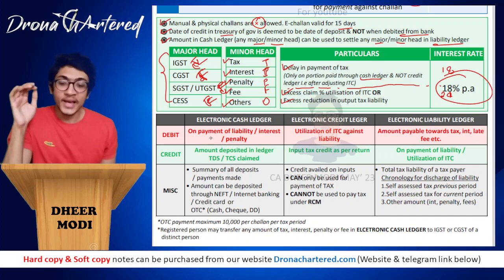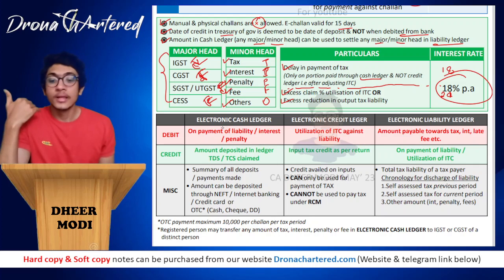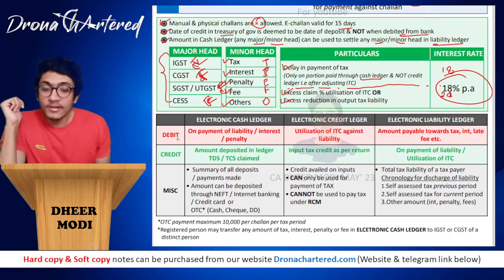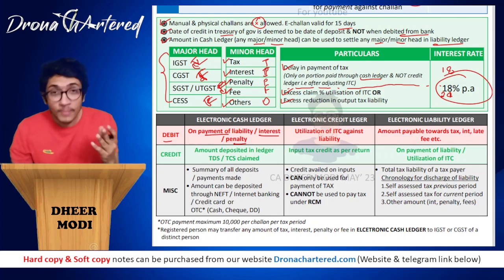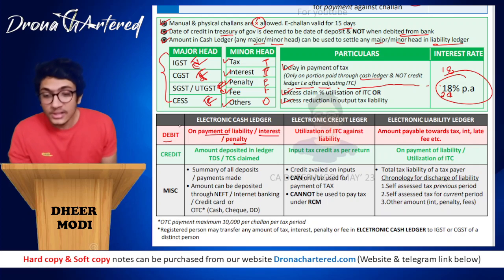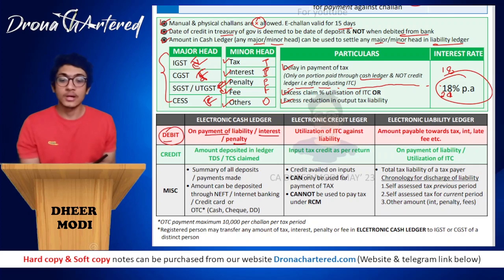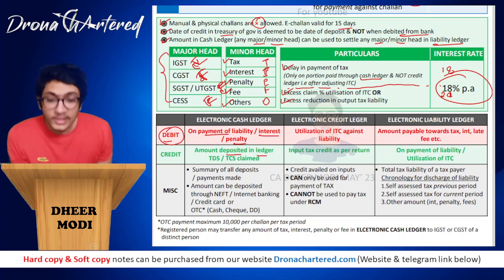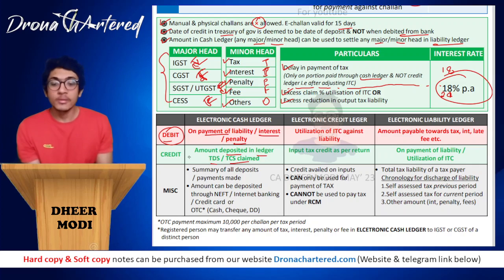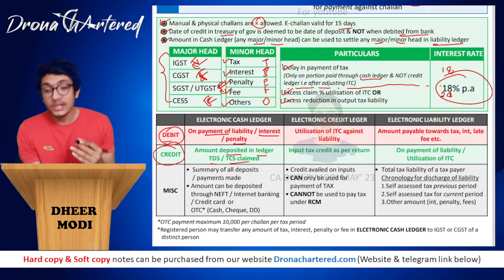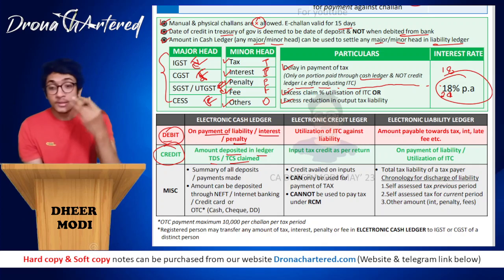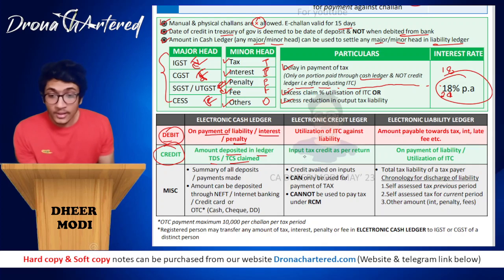So in the electronic cash ledger, please try to forget your accounts and pay attention here. The electronic cash ledger will be debited on payment of liability, interest or penalty. That means when any amount is going outside the electronic cash ledger, you are debiting this account. And when any amount comes inside this ledger, that is, amount deposited in the ledger or any TDS/TCS claimed, it will be called credit of cash ledger.